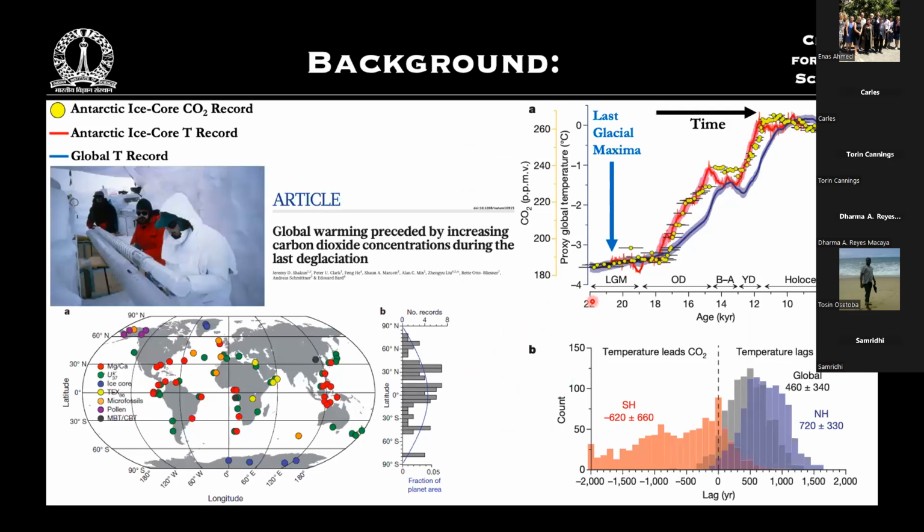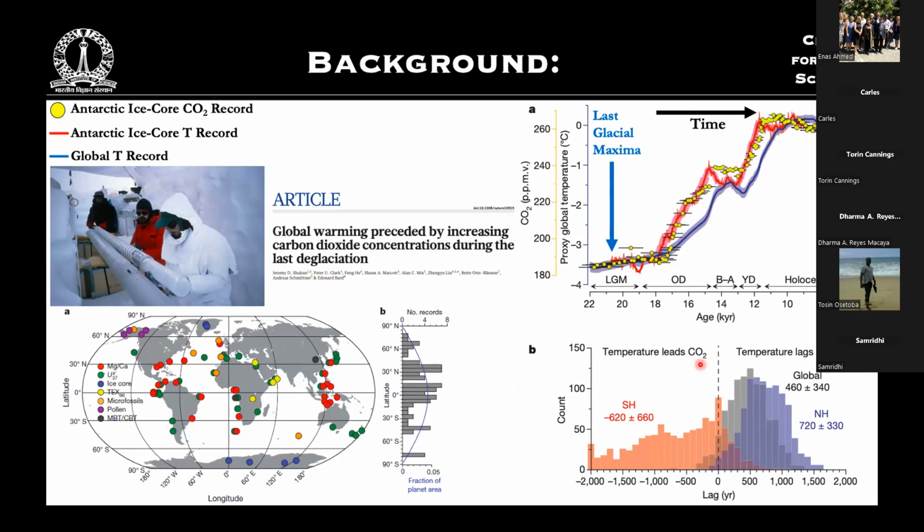So what we're going to try and do is constrain the CO2 degassing rates during the last termination, from the last glacial maximum, which was around 20,000 years ago, to the Holocene, around 8,000 years ago. This is the Antarctic ice core CO2 record, given in yellow circles. The Antarctic ice core temperature record is in red, and the global temperature record is in blue. This is from Shakun's work. It is a classical work which shows that CO2 is actually leading the global temperature rise. First you have a CO2 rise, then you have a global temperature rise.